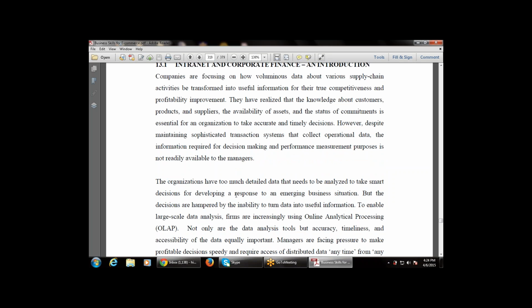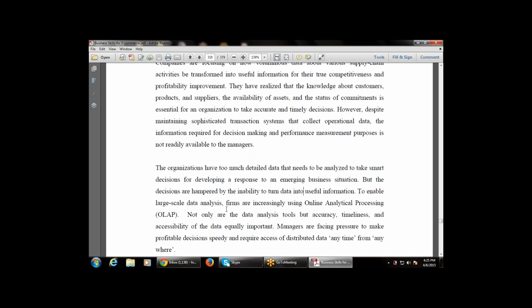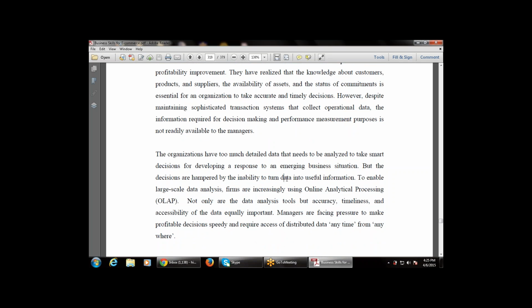The organization has too much detailed data that needs to be analyzed to take smart decisions for developing a response to emerging business solutions. But the decisions are hampered by the inability to turn data into useful information. That is, the scenario is that decisions are hampered by the inability to convert the data into useful information.